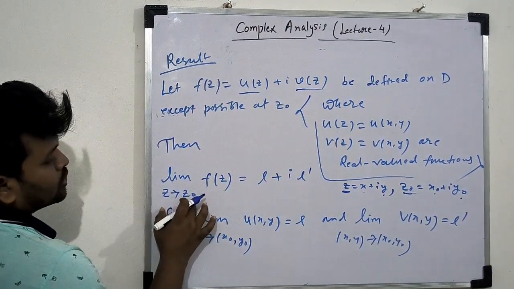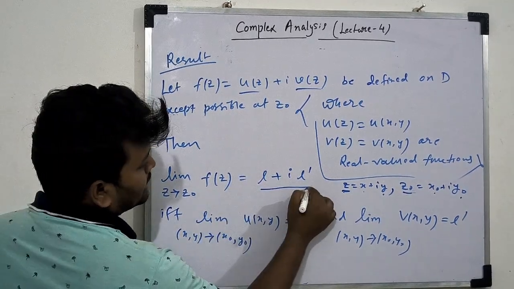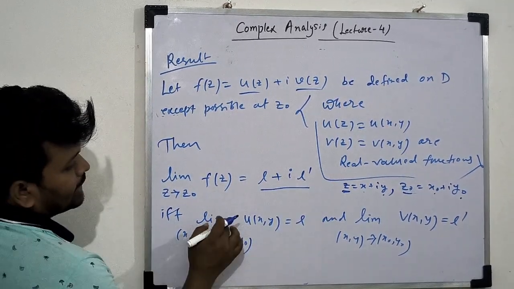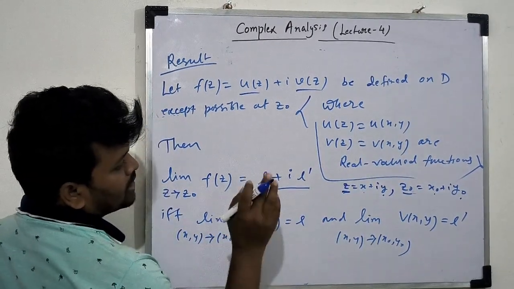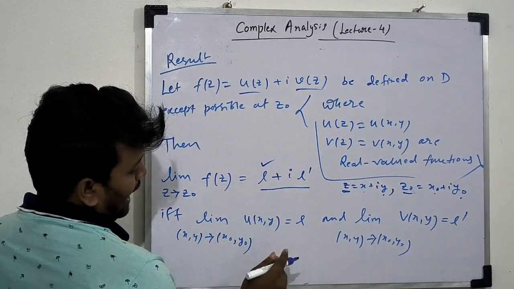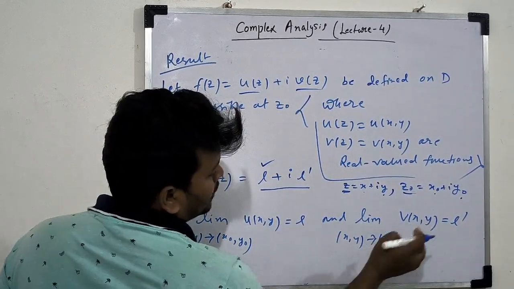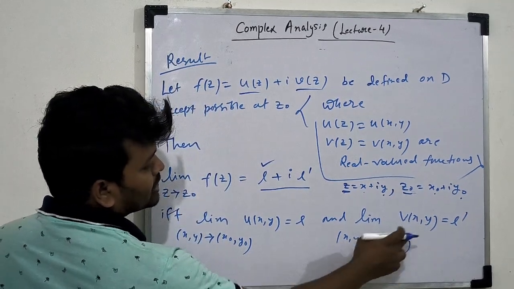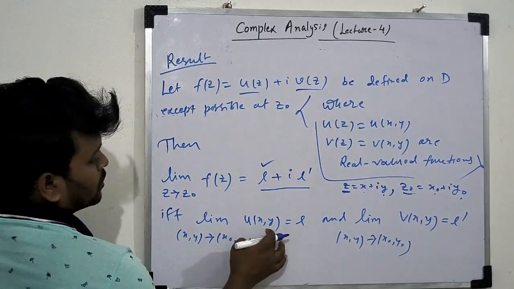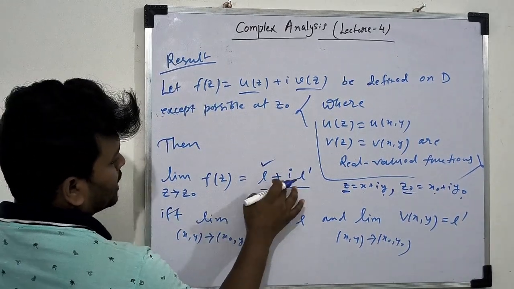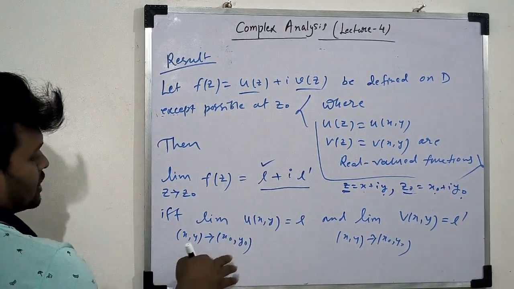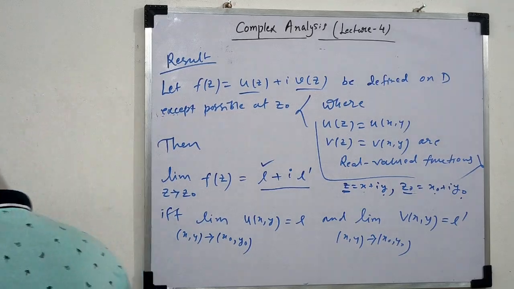As limit z tends to z0, if z equals this, it will happen if and only if the limit of the function u(x,y) as (x,y) tends to (x0,y0) equals L and the limit of v(x,y) as (x,y) tends to (x0,y0) equals L dash. If u goes to L and v goes to L dash, then h(z) goes to L plus i L dash as (x,y) tends to (x0,y0), that is z tends to z0. So this is the result.